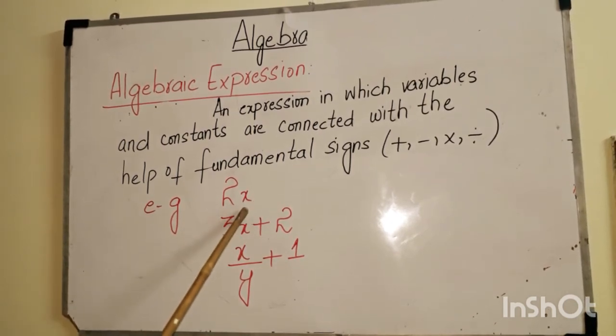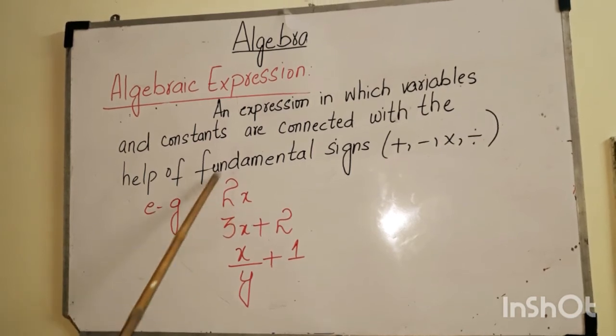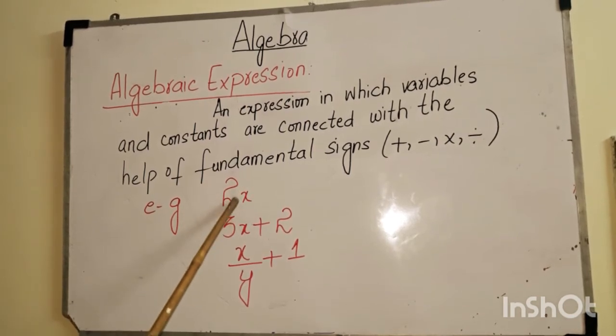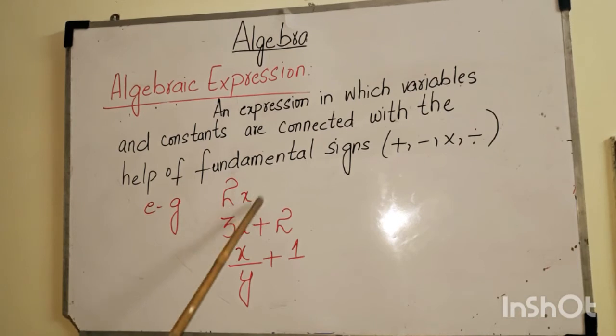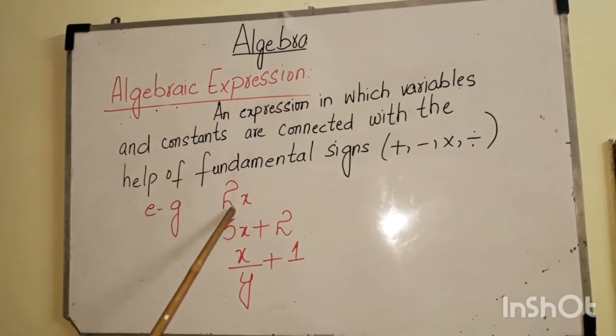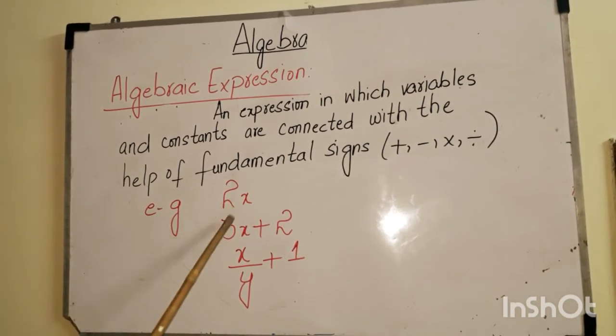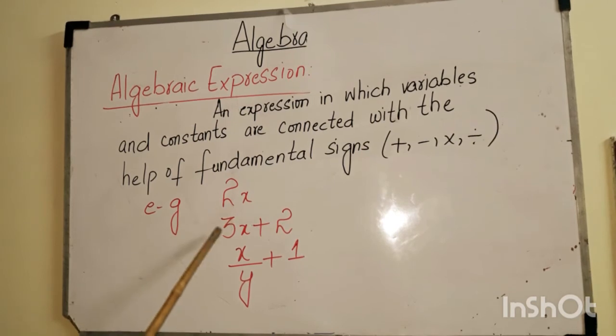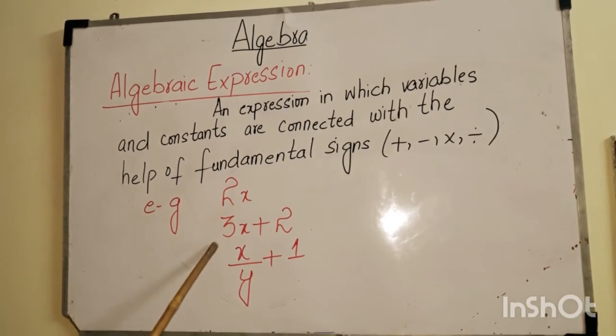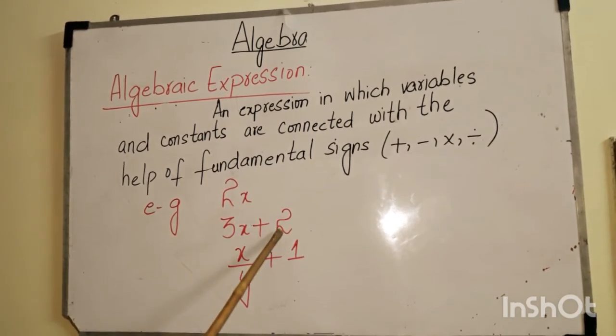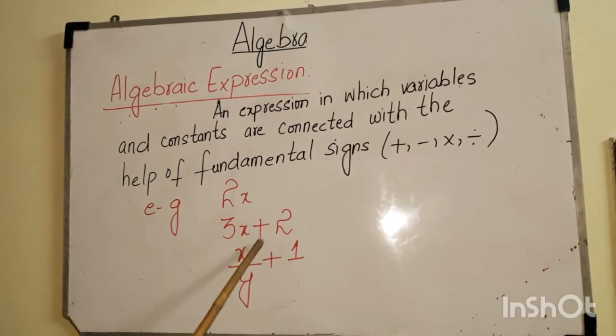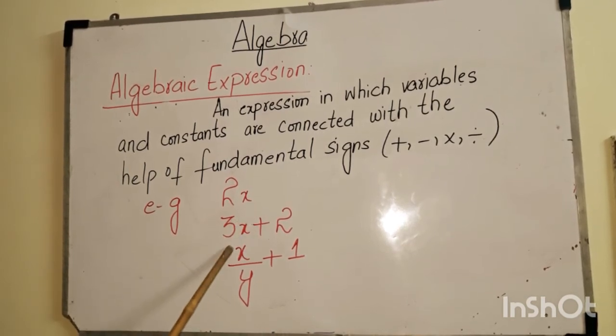Look at this. This x is the variable, this 2 is the coefficient. Both are connected with the fundamental sign of product. This becomes a single term, but actually this is an algebraic expression as well. Later, in the second example, this term and this constant are connected with the fundamental sign of addition. This is also an algebraic expression.